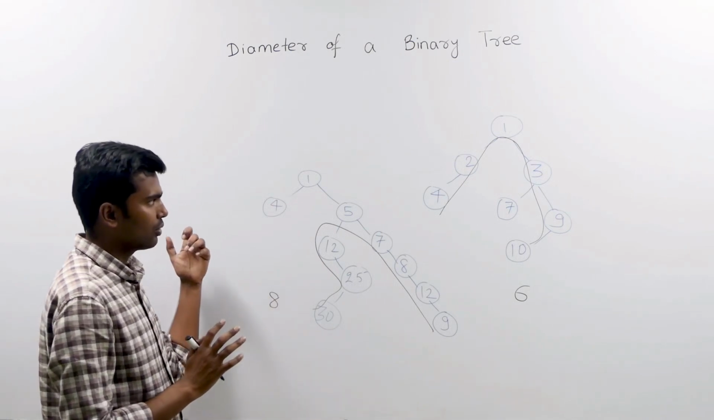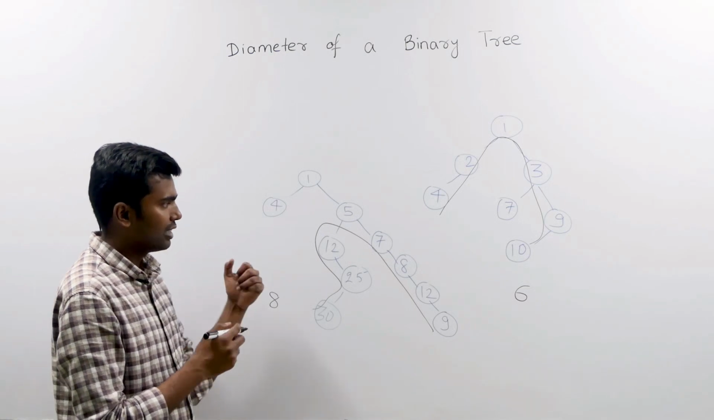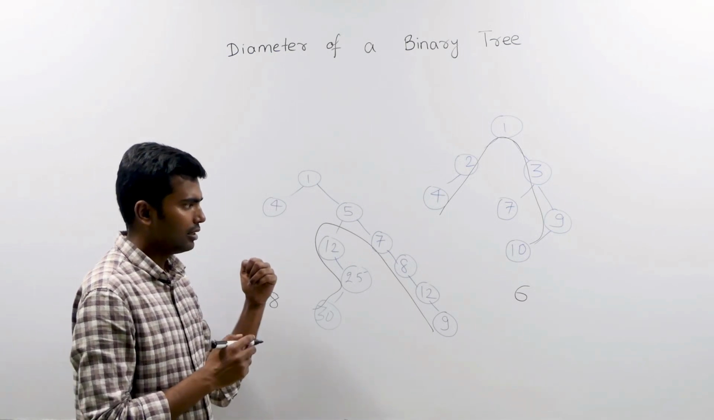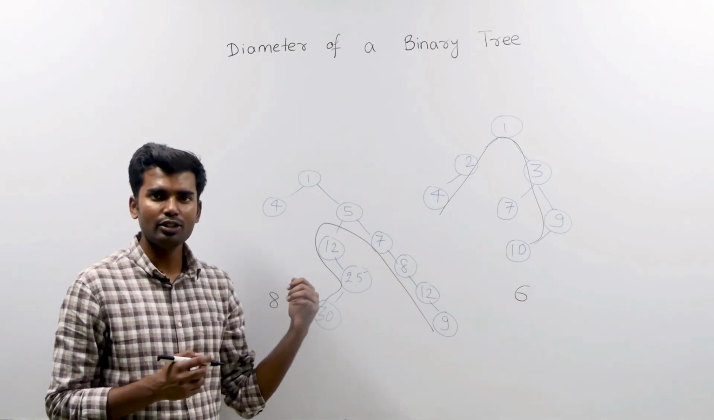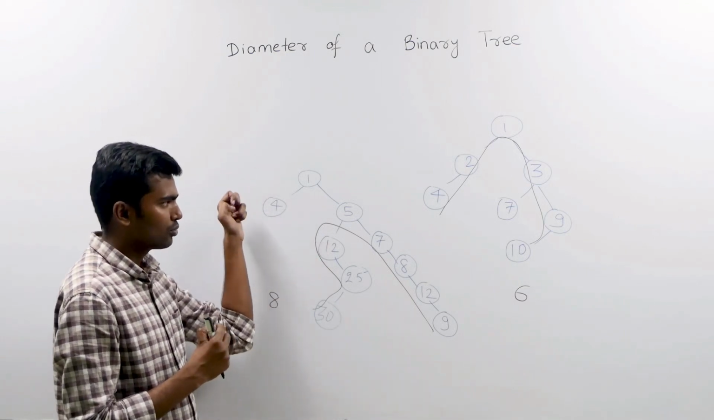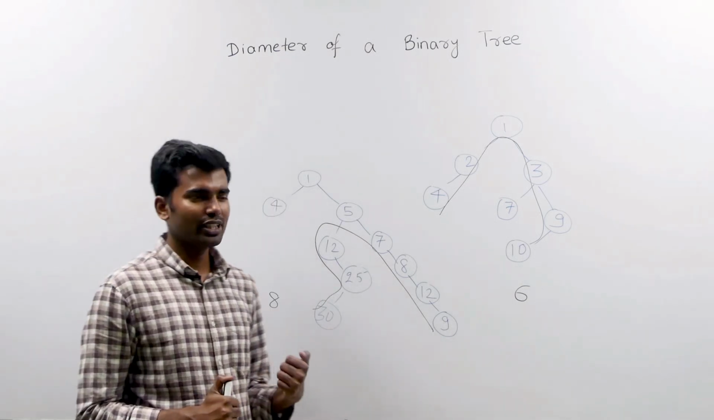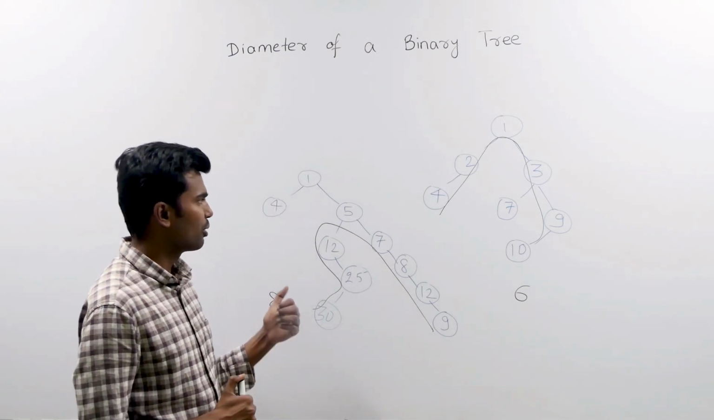So basically we have to write a function that will return the length of the diameter, and in that function the input will be the root of that tree, so that with the help of the root we can go to any node of that binary tree. So let's talk about how we can solve this problem.